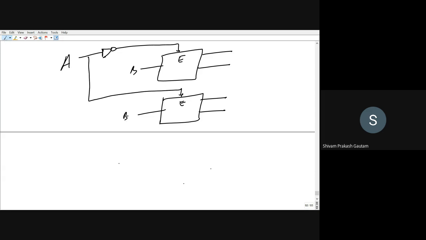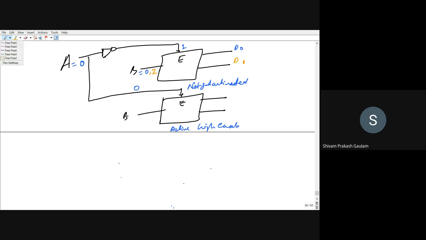Now this is active high enable. When A is equal to 0, 0 will come here, so this will not get activated. The second one will not get activated. And this upper one will get 1 here because this is a NOT gate, so this will get activated. Now for the combinations, if B is equal to 0, you will get D0. If B is equal to 1, you will get D1.